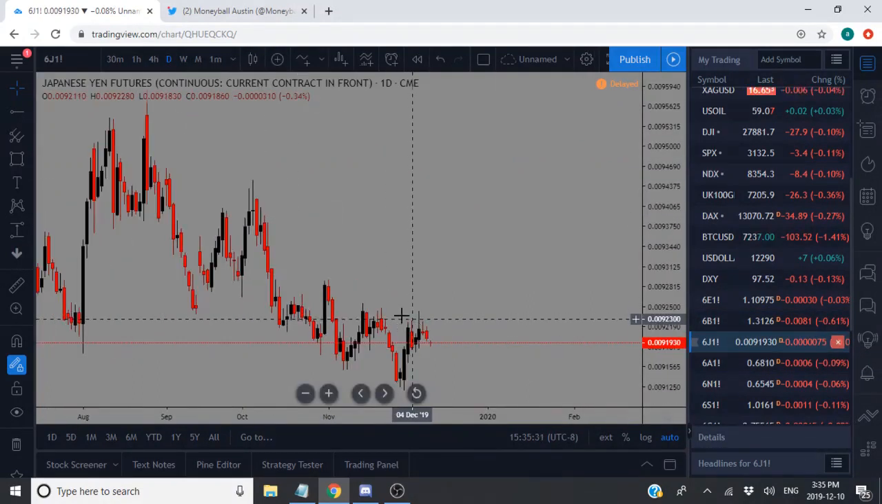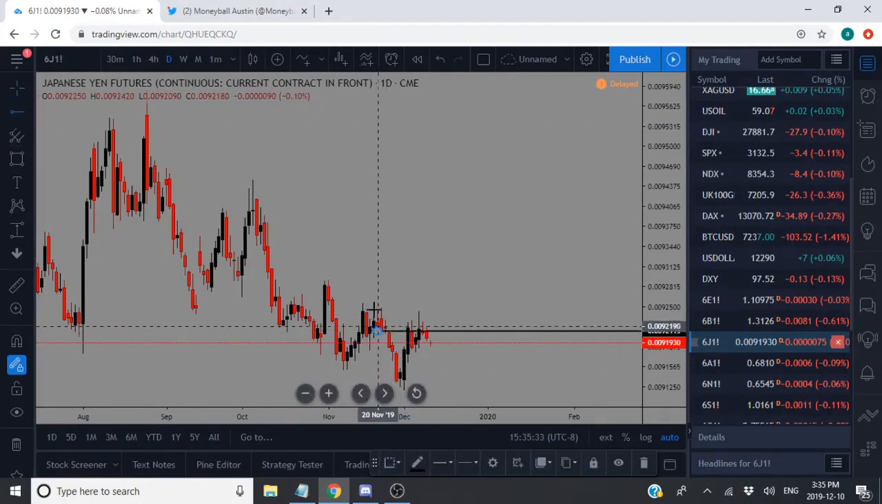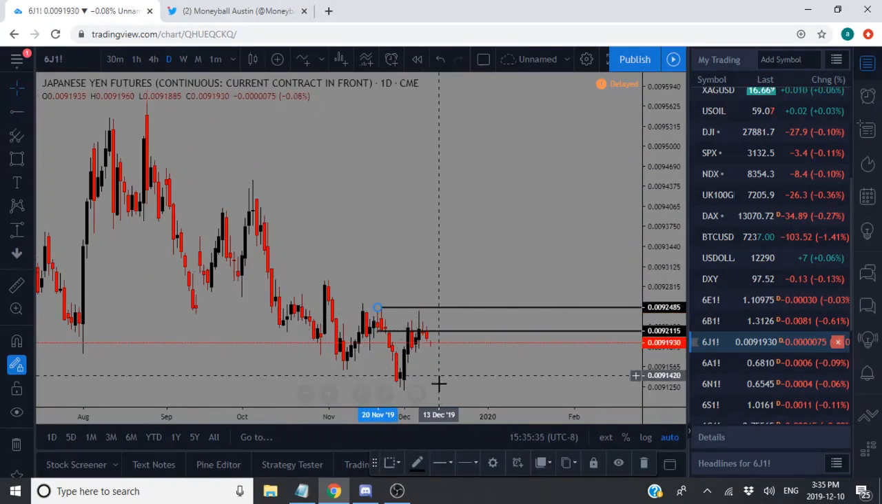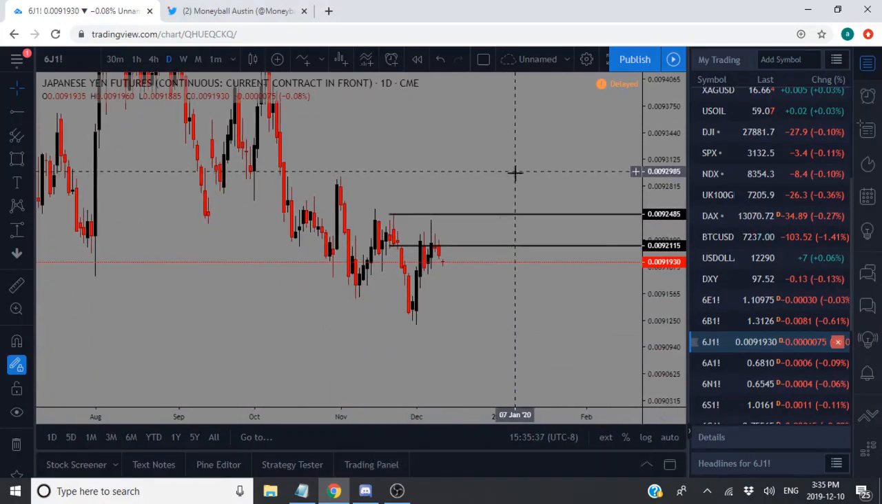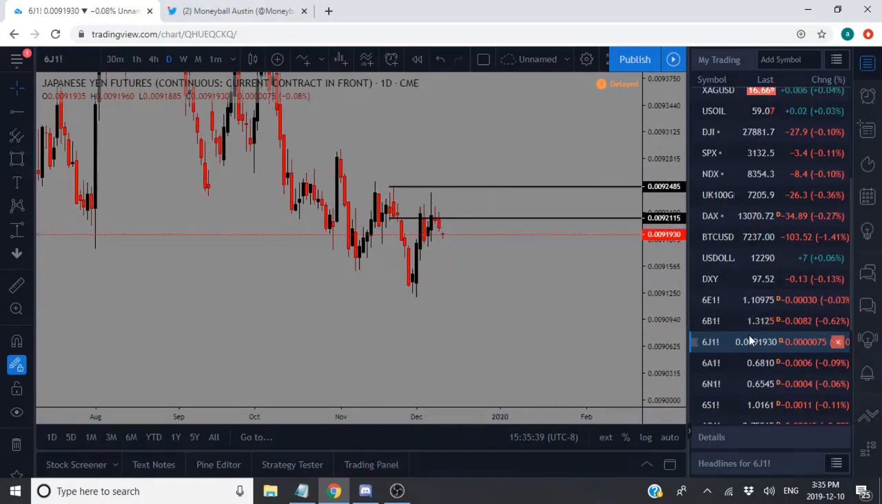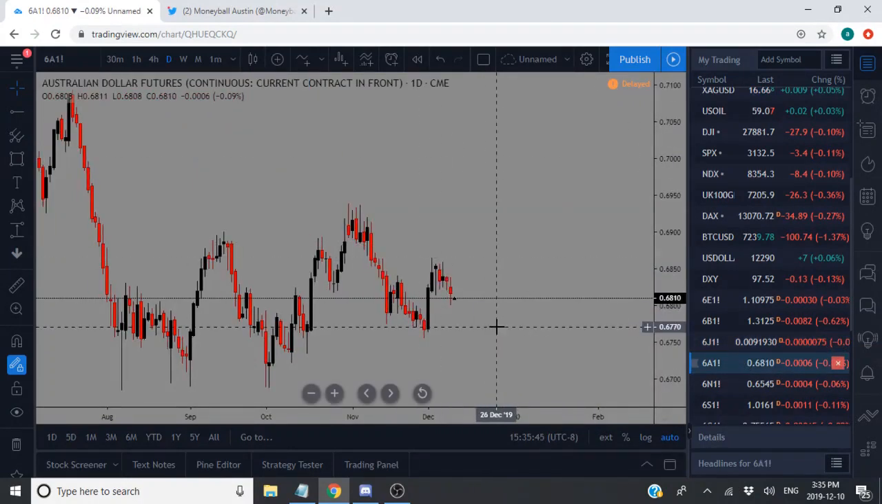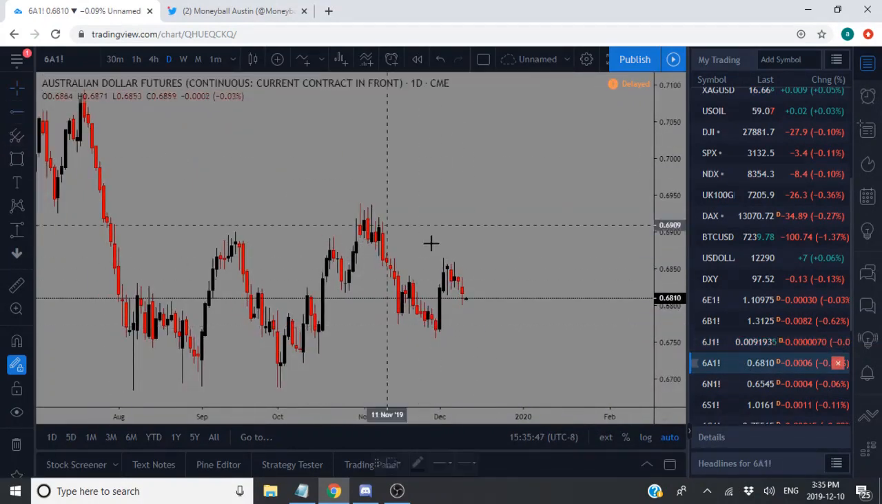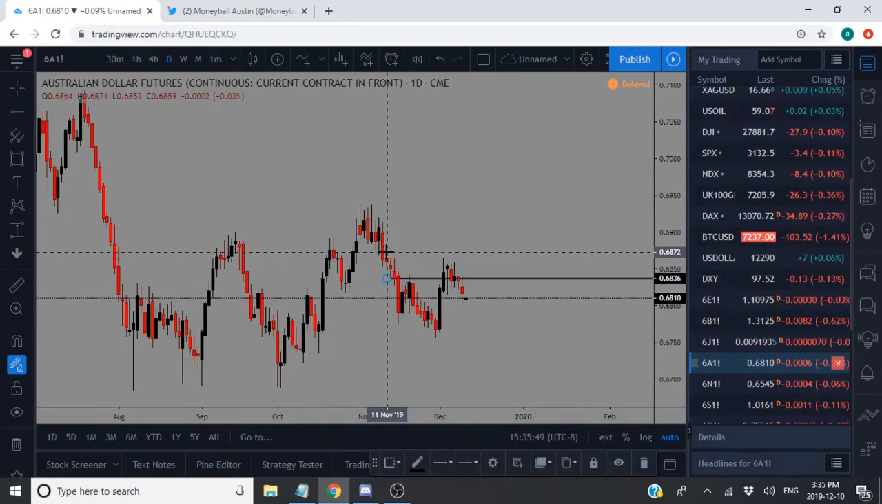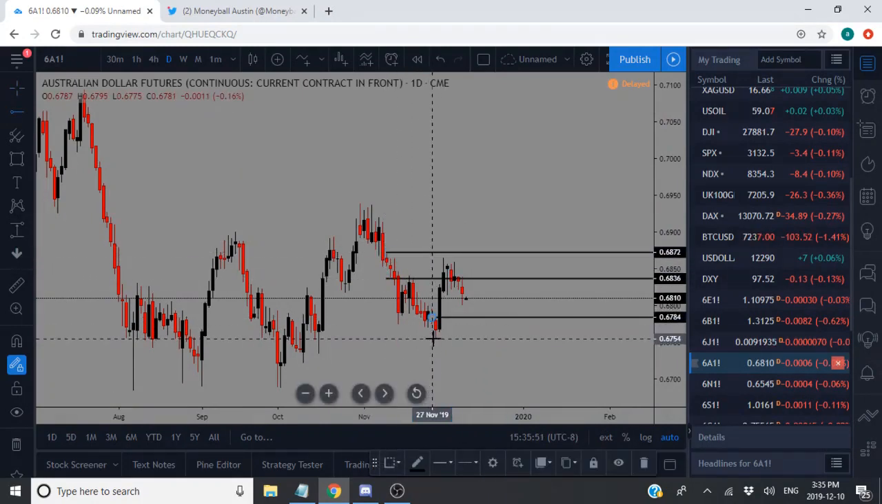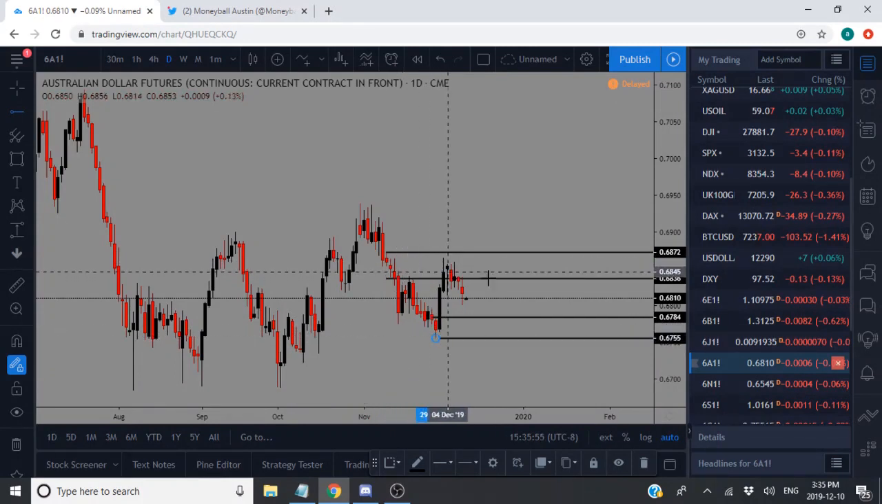Japanese futures, we have that Japanese currency sitting inside that supply. We've been trying to catch shorts with it. That was a couple days ago. We did manage to catch that USD Japanese long, where we are buying the US dollar and selling the Japanese yen. That was nice. Australian, the exact same as the AUD USD. We have that demand down here. We have that supply up there.